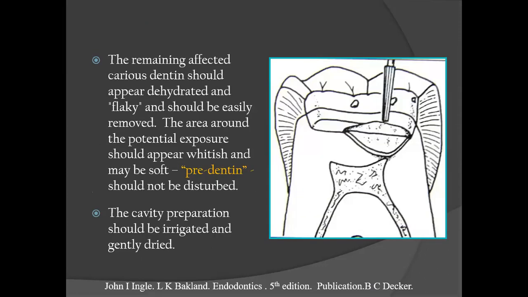Then look at the remaining affected caries dentine. Once you place the calcium hydroxide, the tertiary or secondary dentine formation would have started. There will be some caries left for removal. That caries will appear dehydrated and flaky, just like flakes. It should be easily removed. Just with the probe, you tap it and it will come out, because it's all dehydrated. It's just a flake present there, so it should be easily removed.